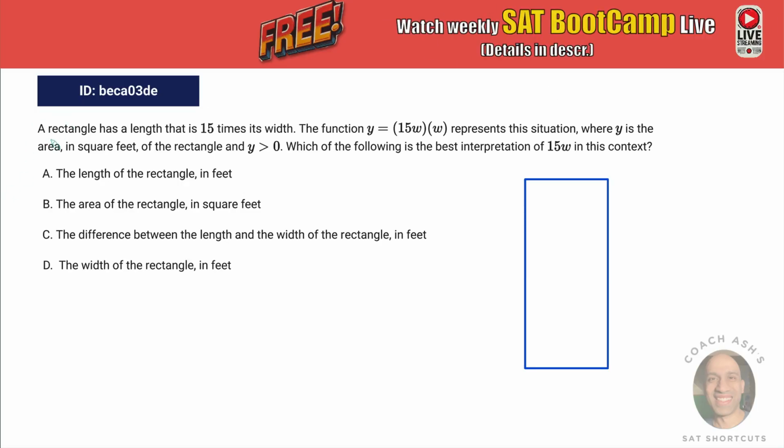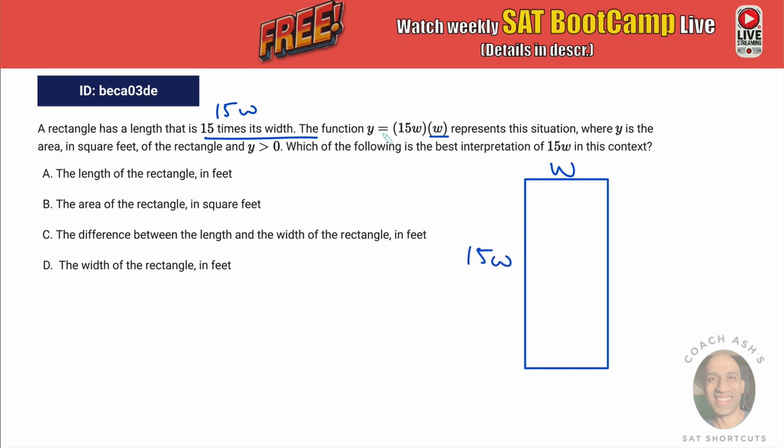Now, let's get started with our SAT shortcuts. Anytime you see a rectangle or a geometric name, you simply want to draw it first. So they're saying a rectangle has a length that is 15 times its width. So width is right here and it's usually represented by W, which is also what they have here. And then the length is 15 times. Remember, times means multiply, so this is your length, 15W.